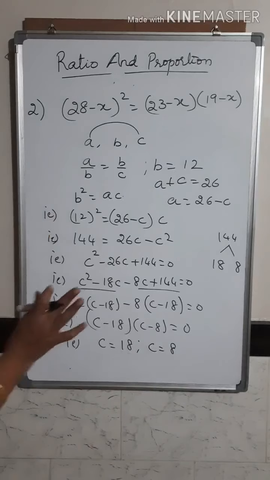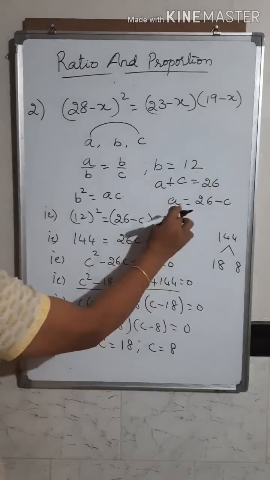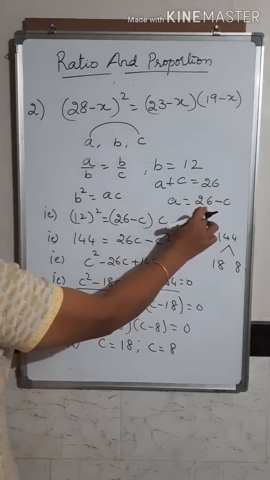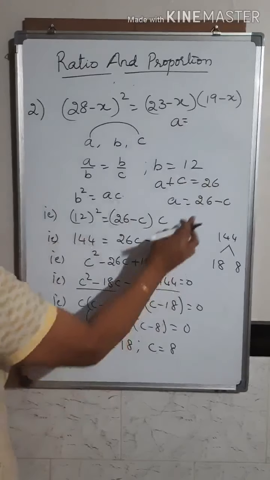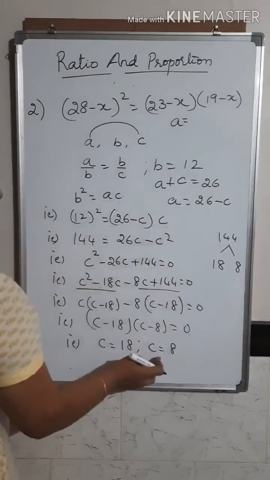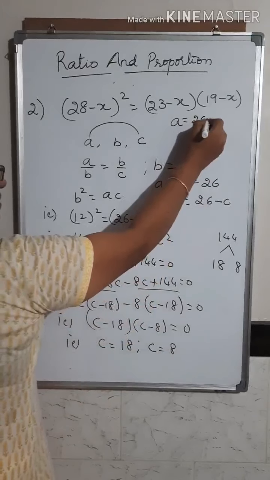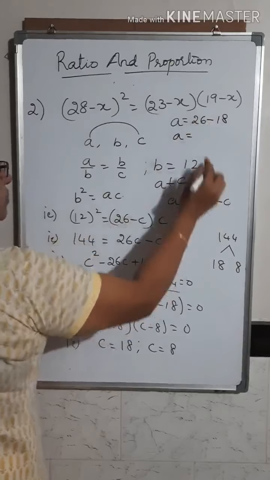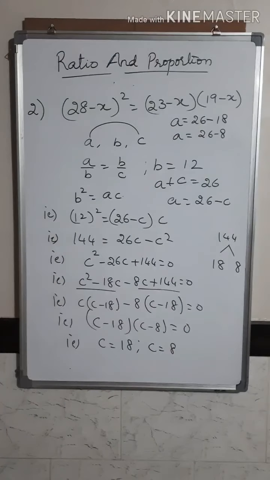Now what you have to do to find the three numbers: B you know, C you have got, you need to find out the value of A. So substitute here and find out what is the value of A. Here you will get two values of A, when C is equal to 18 and when C is equal to 8. So A will be equal to 26 minus 18, or A is equal to 26 minus 8. Substitute both the values and find out the values of A.